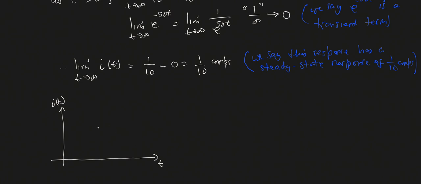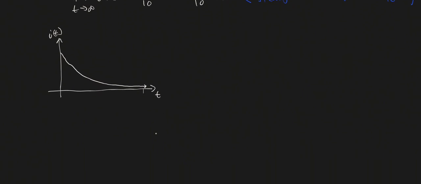So for instance, let's say all the terms of your current were transient. Then your current would start out somewhere here, for instance, and it could possibly just decay like this, right? So it could look like that. Current could also be negative, but I'm not going to draw a negative version of this.